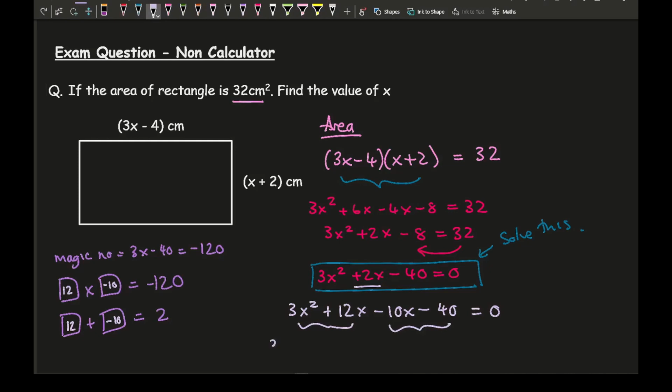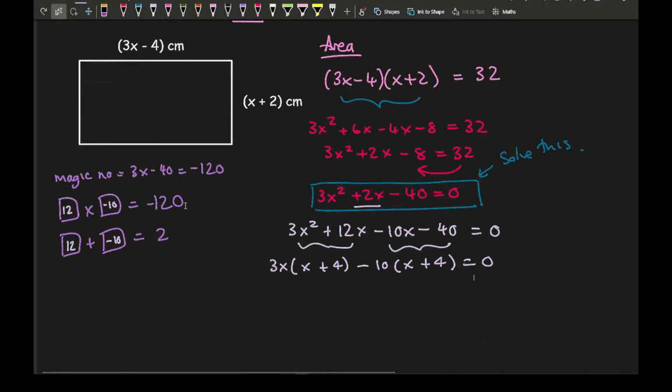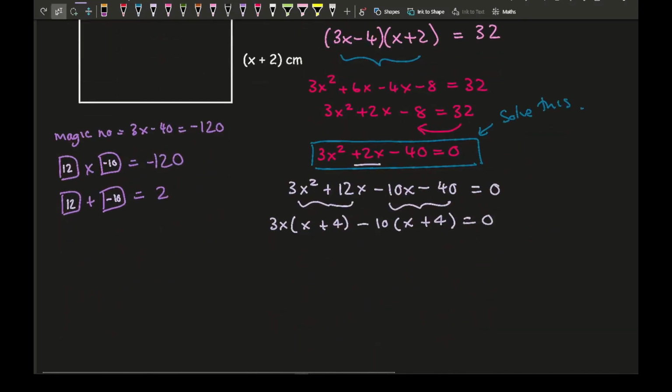So here I've got a common factor of 3x. So I've got x plus 4. And then here I've got a common factor of 10. And it's going to be x plus 4 equals 0. Then if I just scroll down, so then one bracket is going to be 3x minus 10. And the second bracket is going to be our common bracket, which is x plus 4 equals 0. Now I need to then solve this.